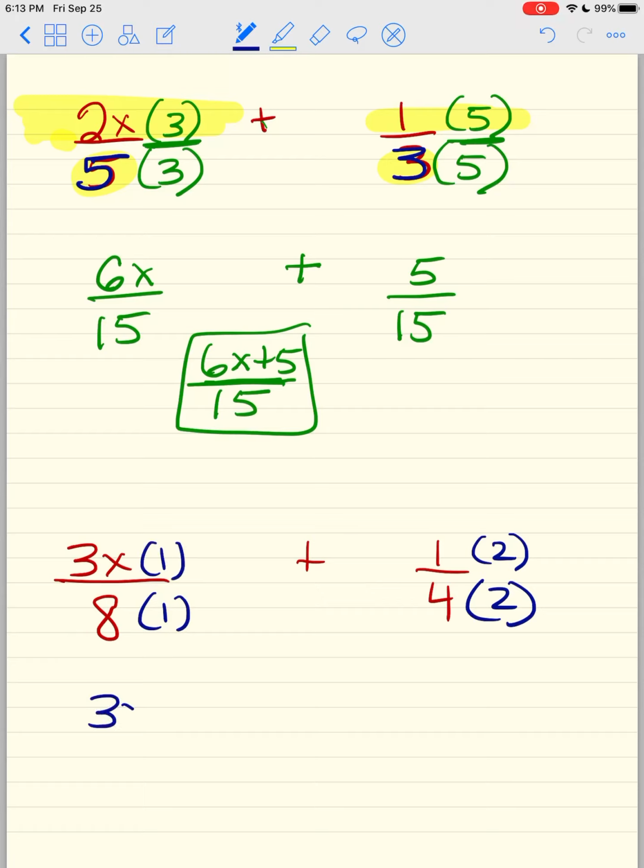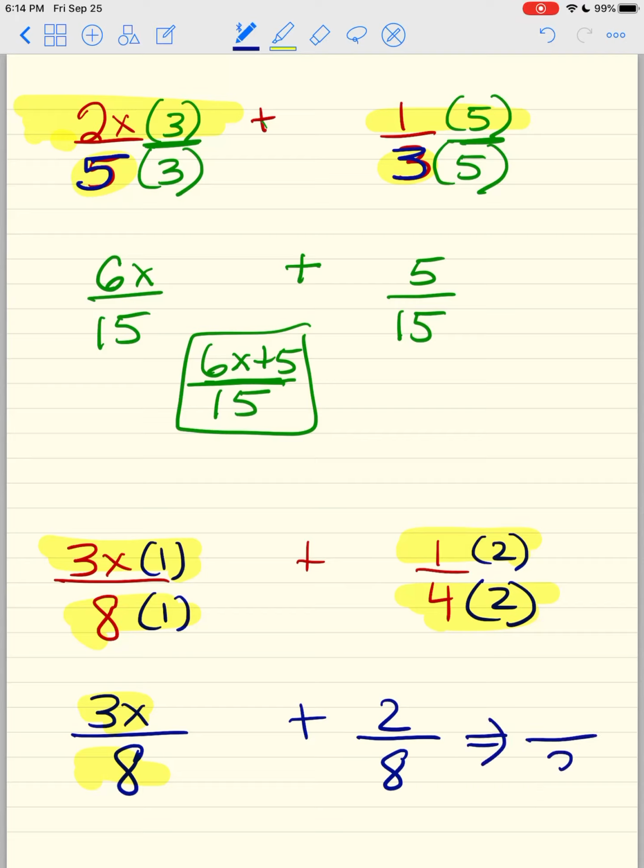Take a look at what you have. 3x times 1 is 3x. 8 times 1 is 8. 1 times 2 is 2, and 4 times 2 is 8. So we multiply top times top, bottom times bottom. Now, since the denominators match, I'm going to keep the denominator and combine the numerator. So what I do now is keep 3x plus 2 over 8, and you're done there.